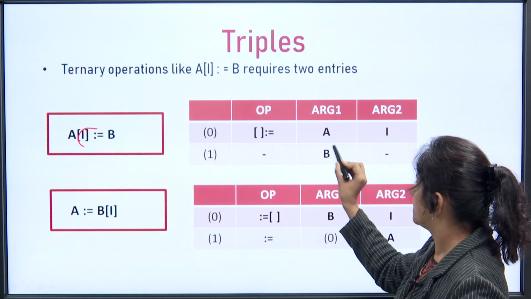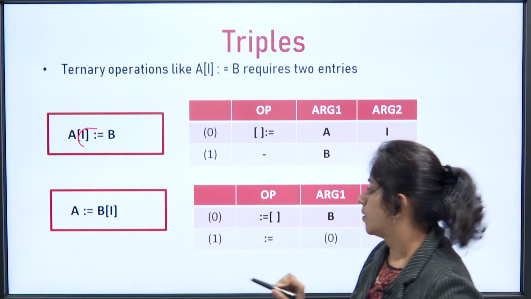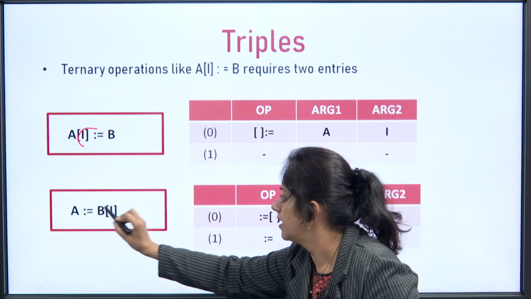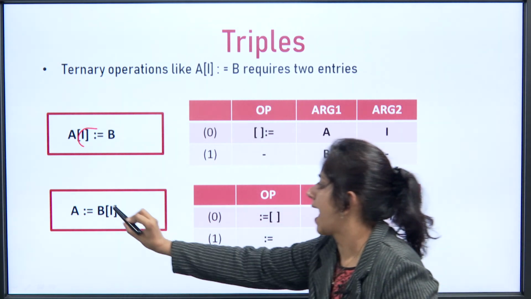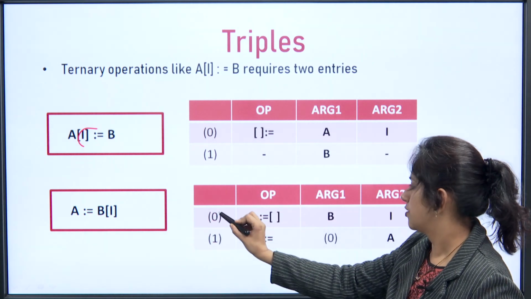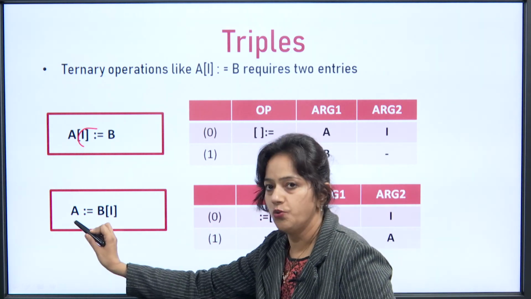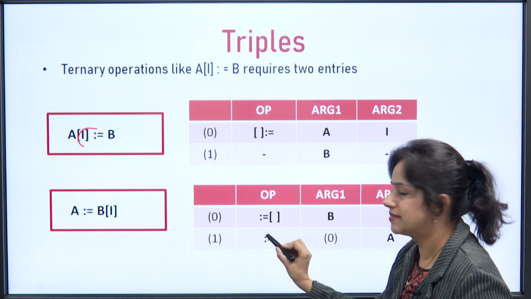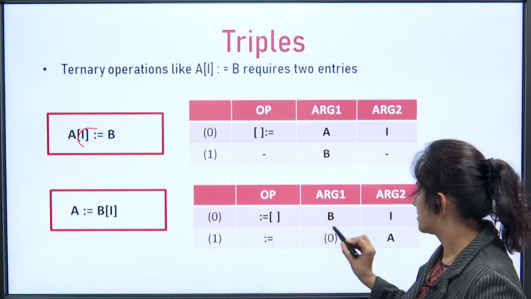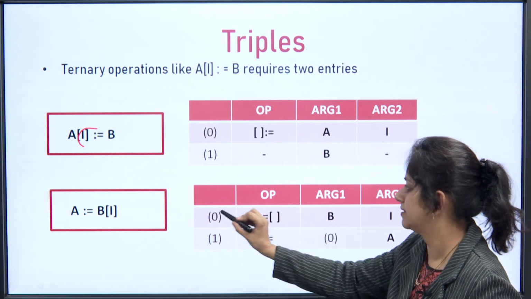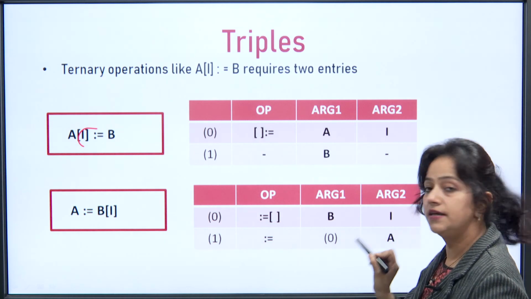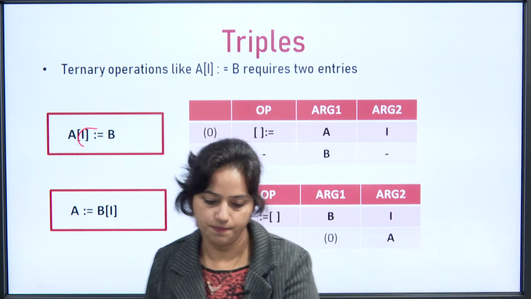So this will be argument 1. Next is A = B[I]. Here we write equal, then square brackets, and B and I. Now this value is in 0, and that needs to be assigned to A. So simply the operator is the assignment operator, and argument 1 is 0, meaning the result of this index, and then the result will come in A. So, this is about the triple notation.